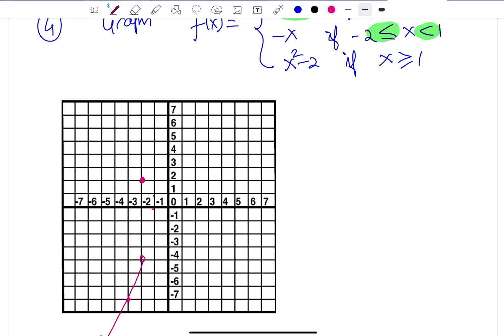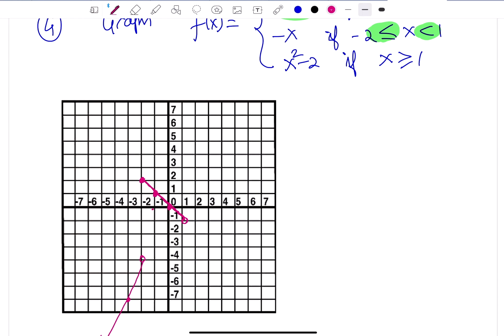When x is negative 1, y would be positive 1. When x is 0, y will be 0. When x is 1, y would be negative 1, and I will have a hole at this point. So there is going to be a hole at x equals 1. And I do have a little piece of the graph here.